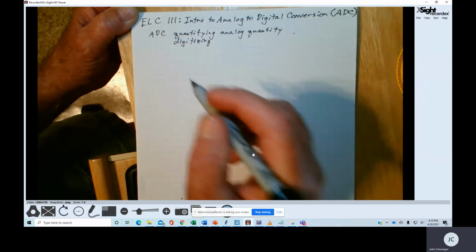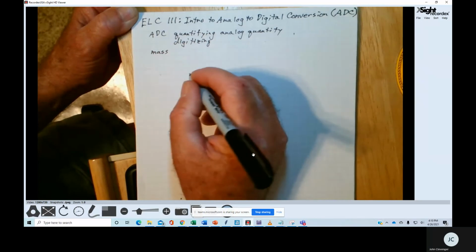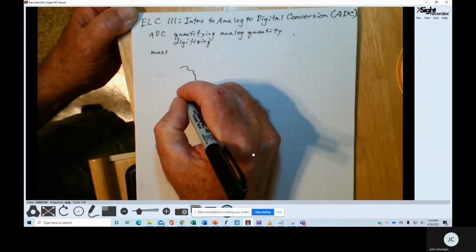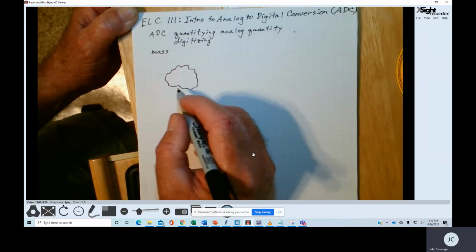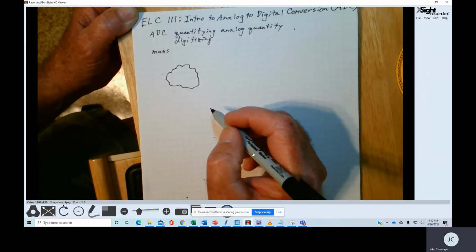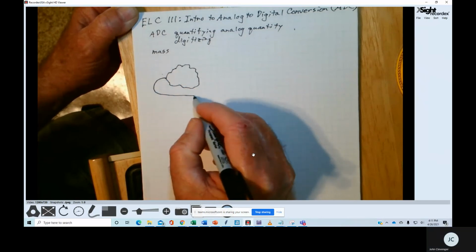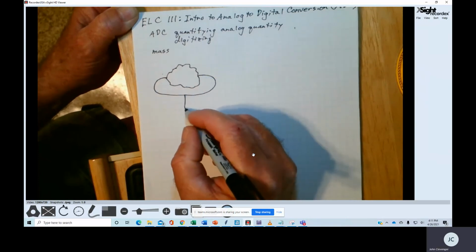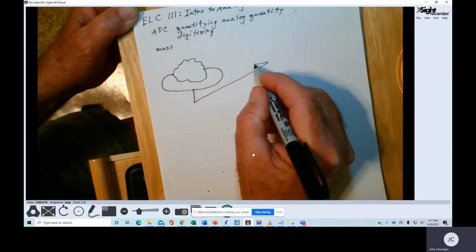So let's think about an analog quantity such as mass. So we've got some object, some giant thing, some blob, and we want to determine the mass of this object. Now, the way we would do this, or one way we could do this, would be to place this object on one side of a balance beam, and let's make another plate.